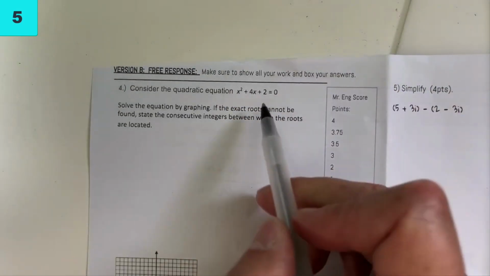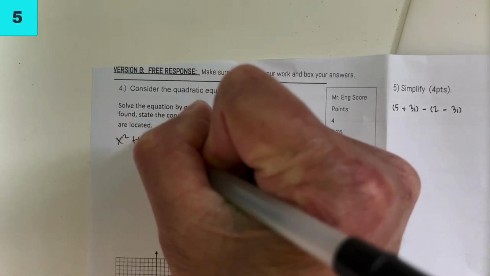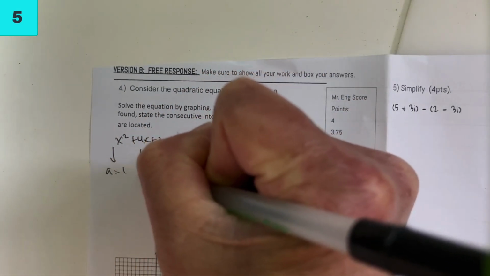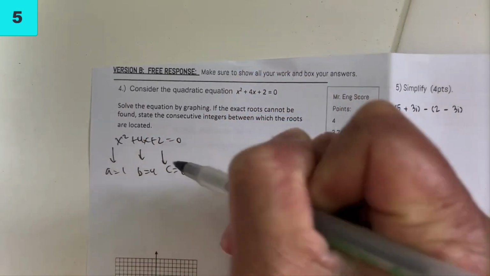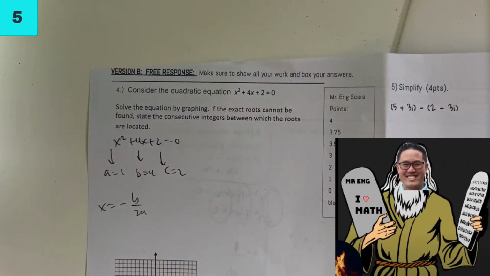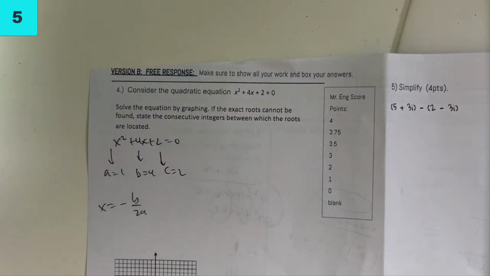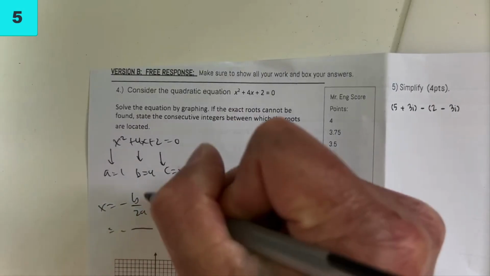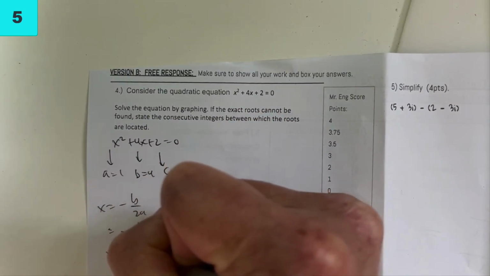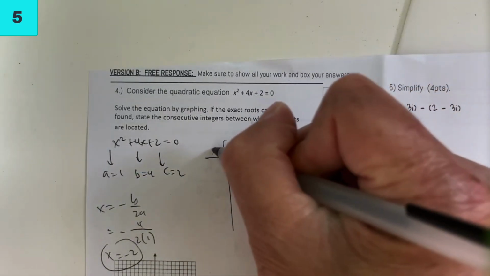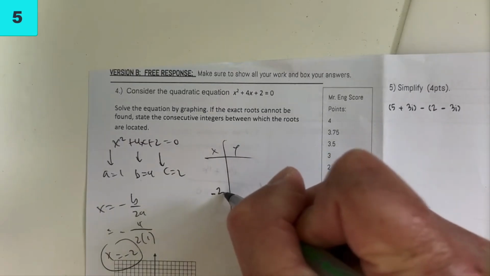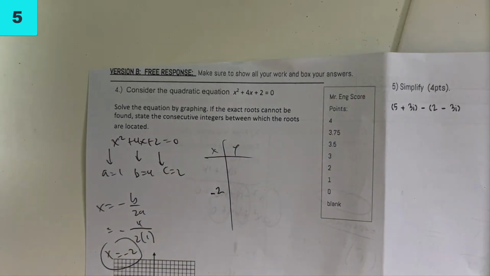Backside, so he said equals 0. A is 1, B is 4, C is 2. B value is 4. So this goes in the middle of my table. I'm going to show you using Desmos how to get these values.